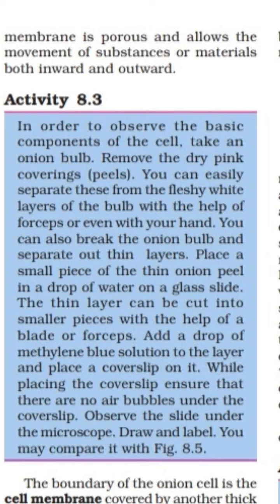For that purpose, what we have to do in this activity is take an onion and remove the peels, the dry pink covering, with our hand. We can easily remove it by hand. You can also break the onion bulb and separate out thin layers. We require a thin layer of the onion. Place a small piece of thin onion peel in a drop of water on a glass slide. For that purpose a glass slide is required.